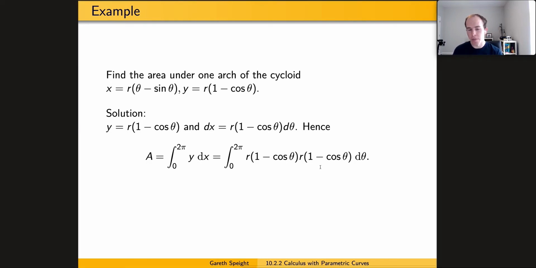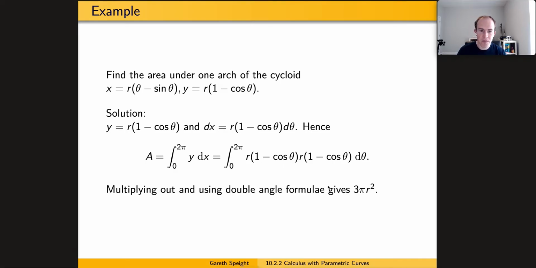r is a constant. We can pull them both out. We have r squared on the outside. And then we have a bunch of things involving theta. If we multiply them out, we'll have some constant terms. We'll have some minus 2 cosine theta terms, which we can just integrate. And then we'll have a plus cosine squared theta term. And now we have to cast our minds back to earlier in the semester. Cosine squared we can integrate by converting to double angles and then integrating. Those will be the steps. If you go through that, in the end, you will get 3 pi r squared.